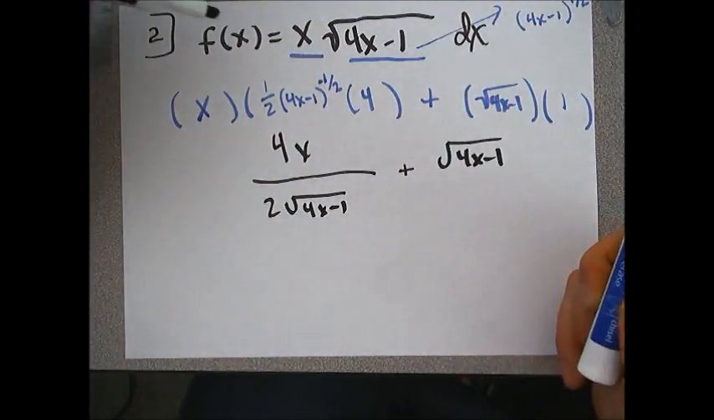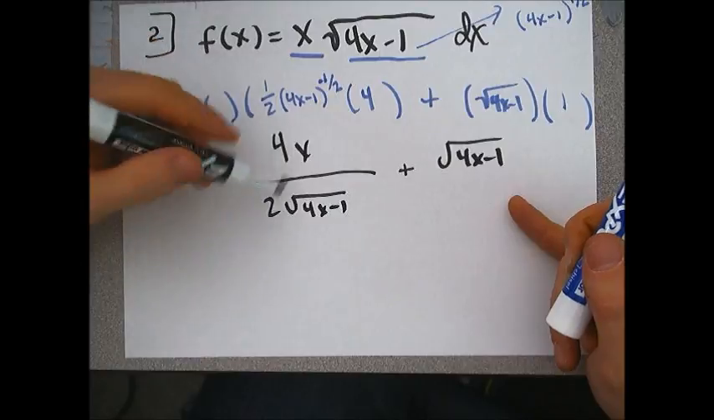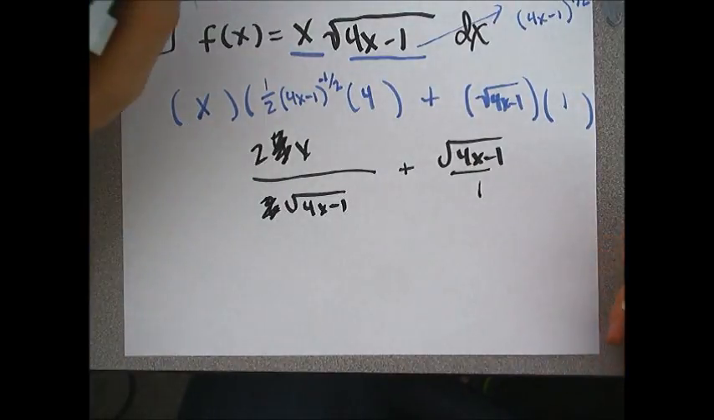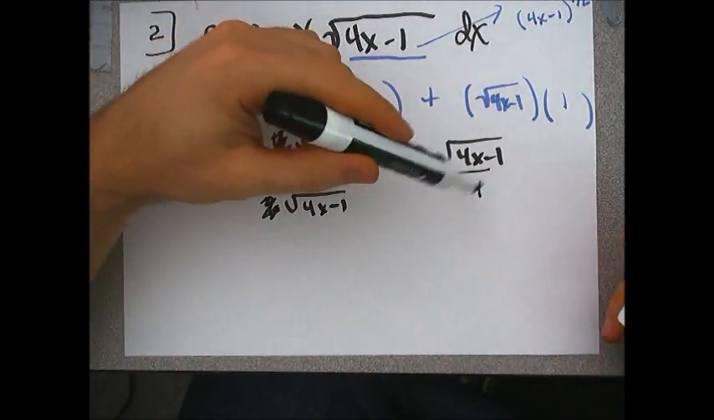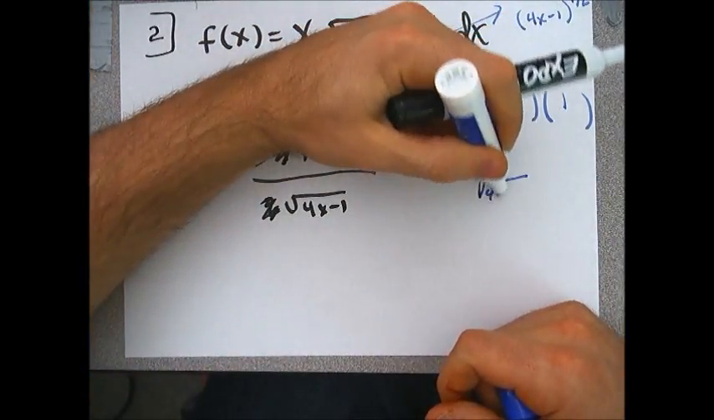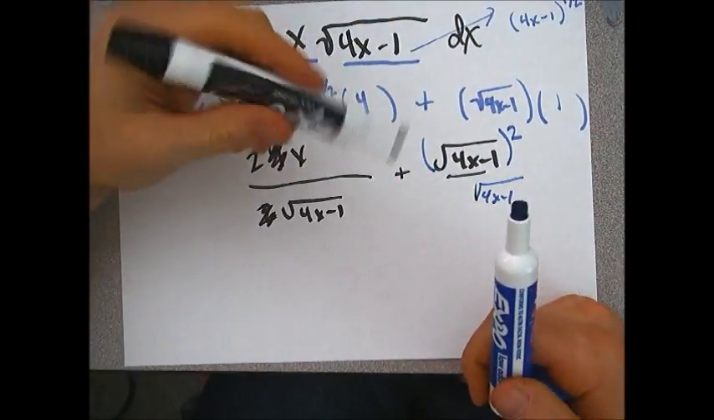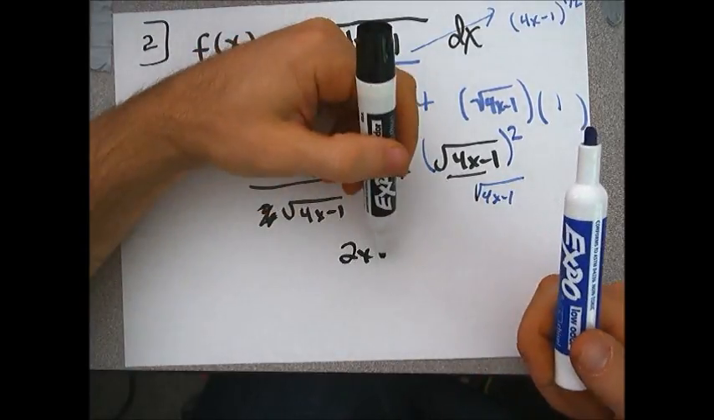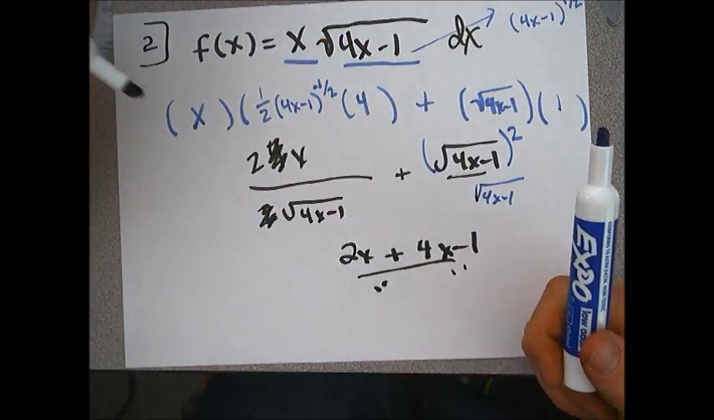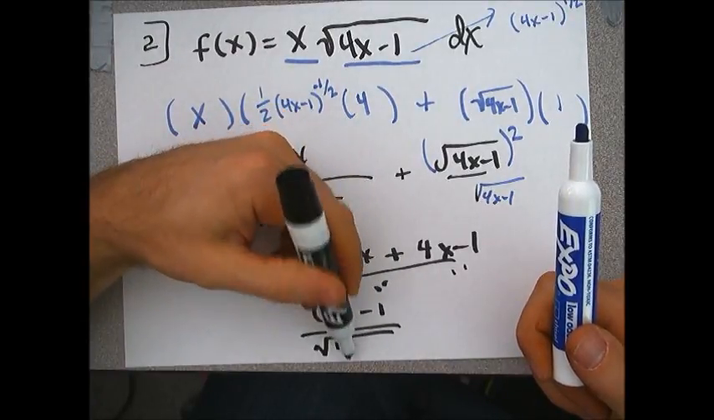4x minus 1. Good answer, but it's not going to be the one on the multiple choice, so we need to combine these. 4 over 2, so I have a 2. This is really over 1. If you want to add them, you need a common denominator, so this is missing the square root of 4x minus 1. So if I give this the square root of 4x minus 1, I need to put the same thing on top, which really makes that quantity squared. So now we have 2x plus, and the root would go away, 4x minus 1, 2x and 4x, 6x minus 1 over square root of 4x minus 1.